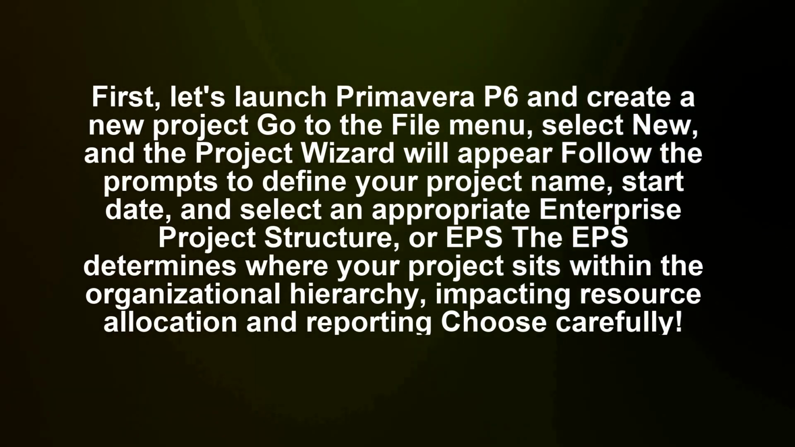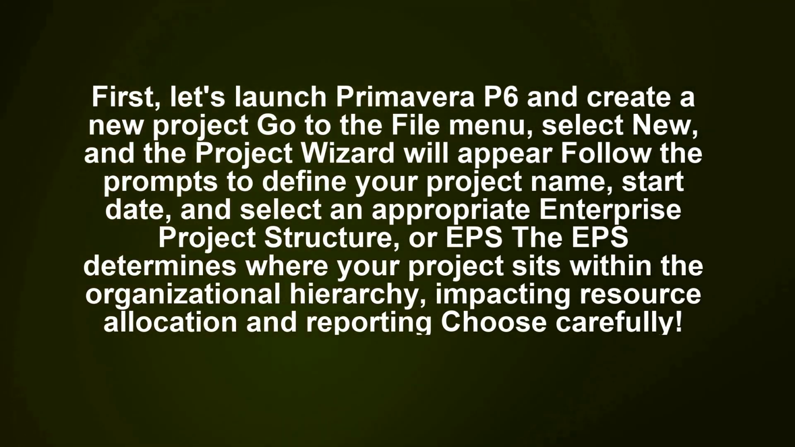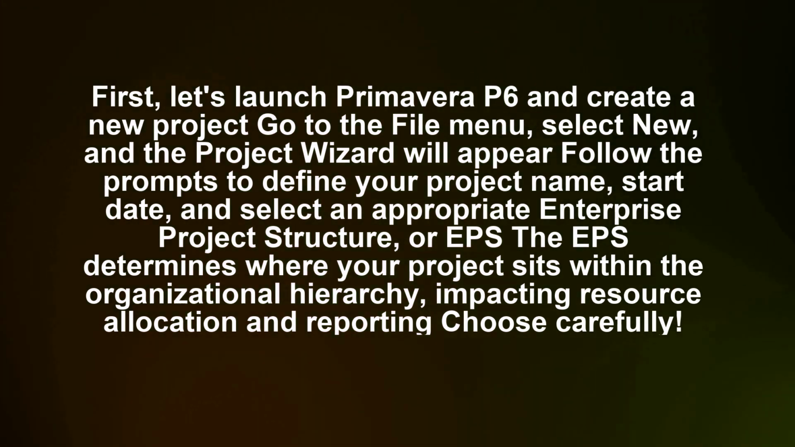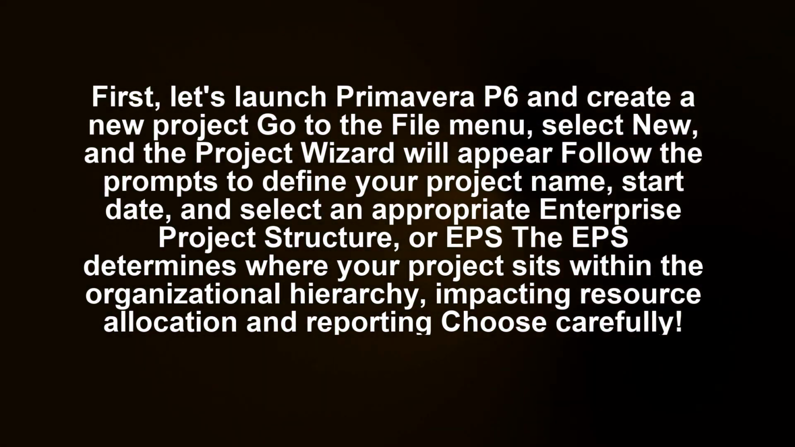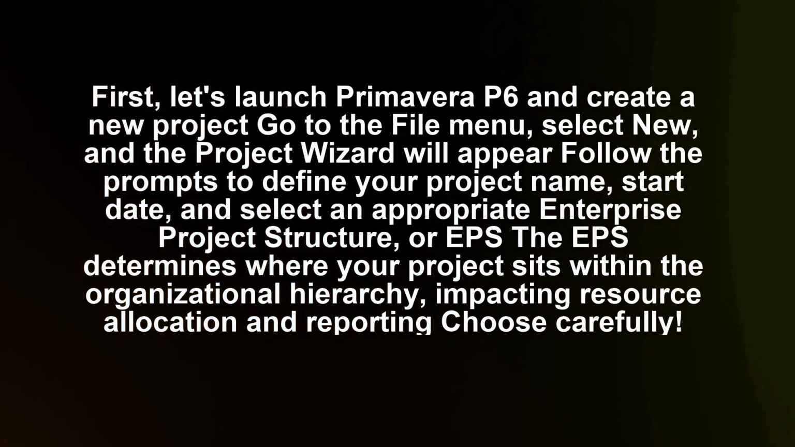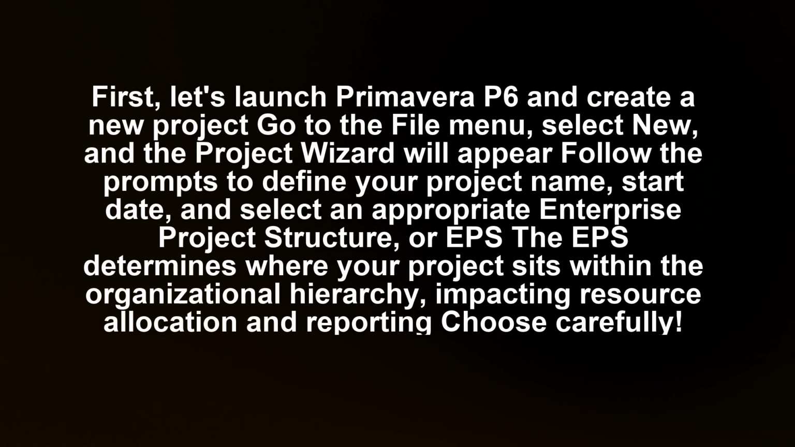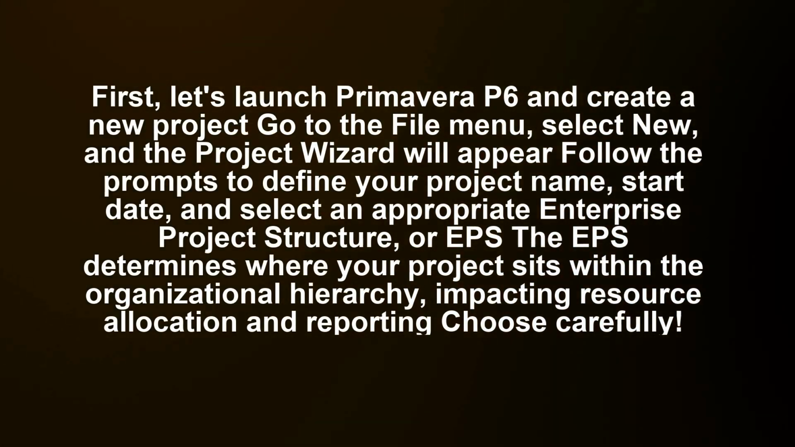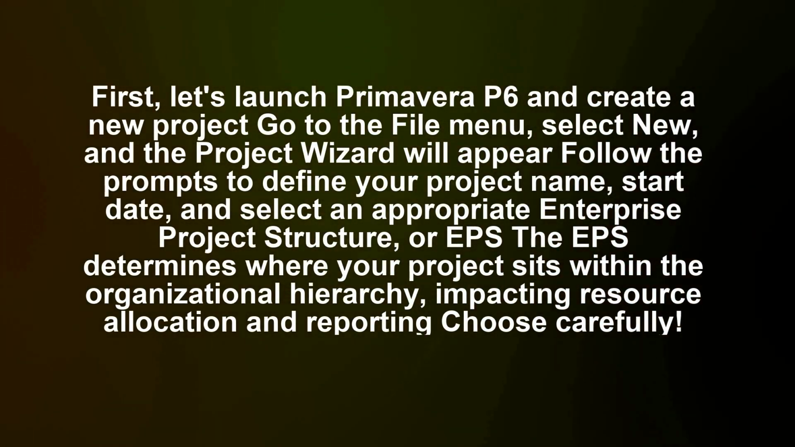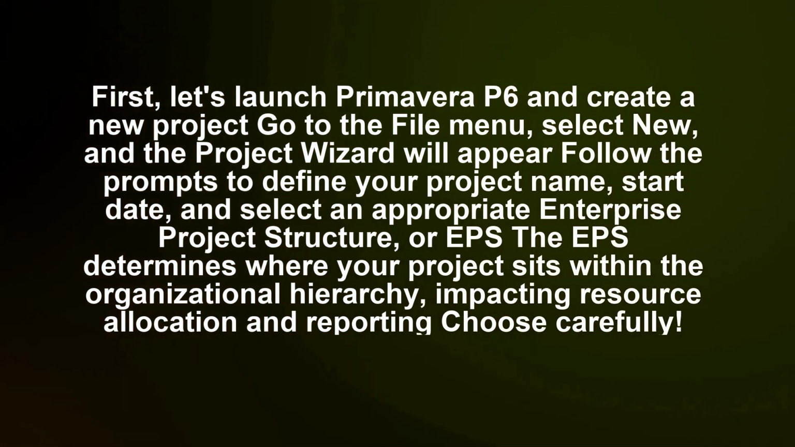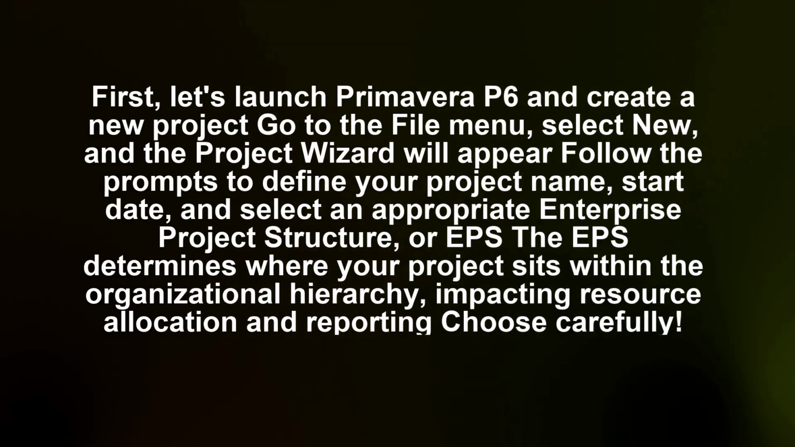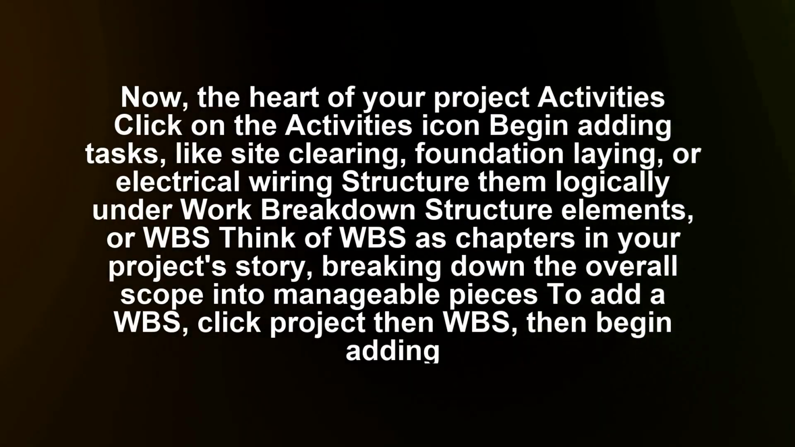First, let's launch Primavera P6 and create a new project. Go to the File menu, select New, and the project wizard will appear. Follow the prompts to define your project name, start date, and select an appropriate enterprise project structure, or EPS. The EPS determines where your project sits within the organizational hierarchy, impacting resource allocation and reporting. Choose carefully.